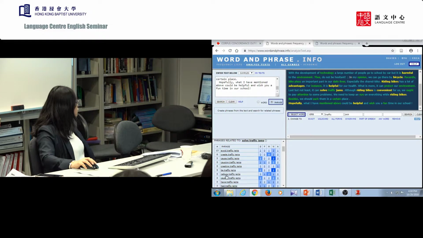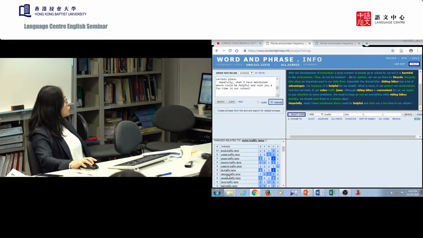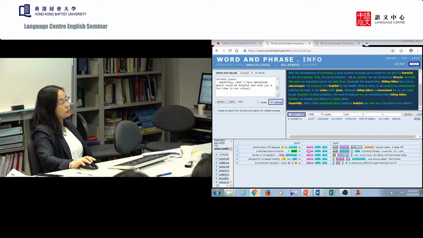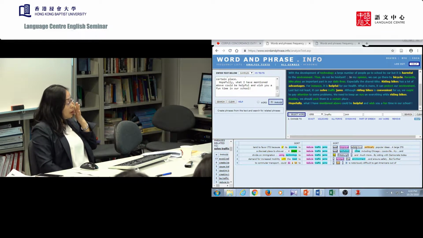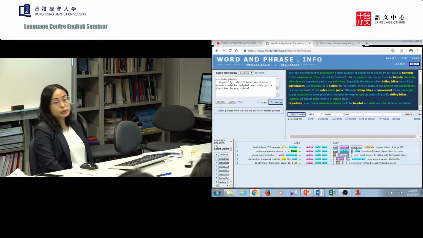Reduce. That's right. Reduce traffic jams. You click on reduce traffic jams. You can see the concordance lines here. So the correct collocate the student would like to use is reduce, not solve.